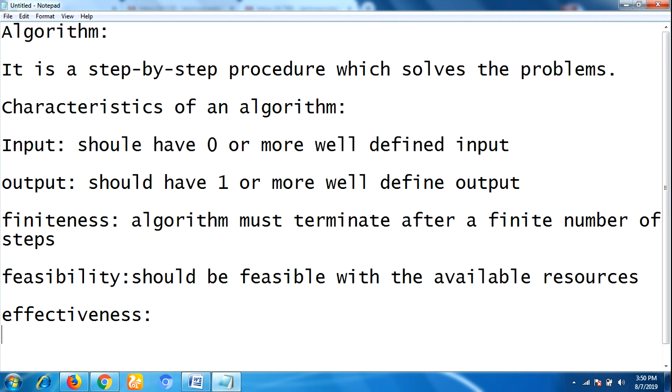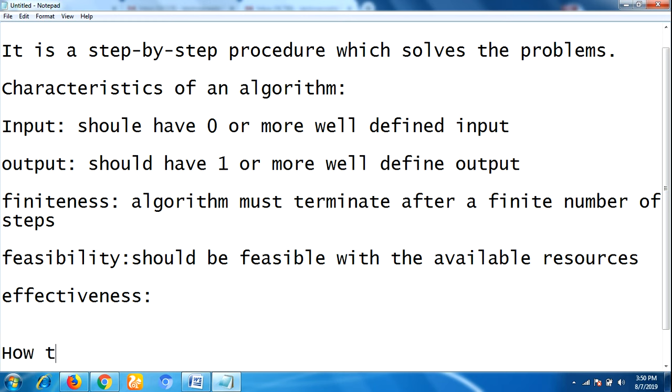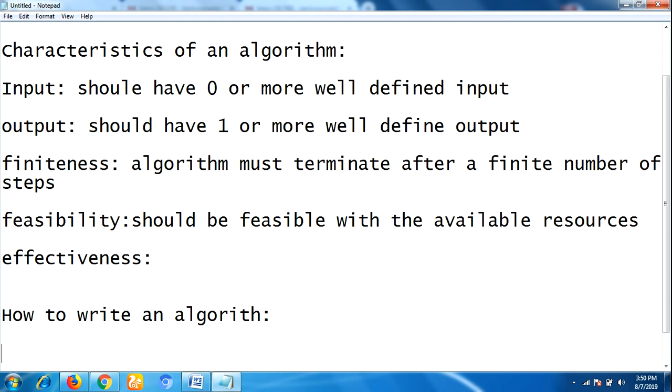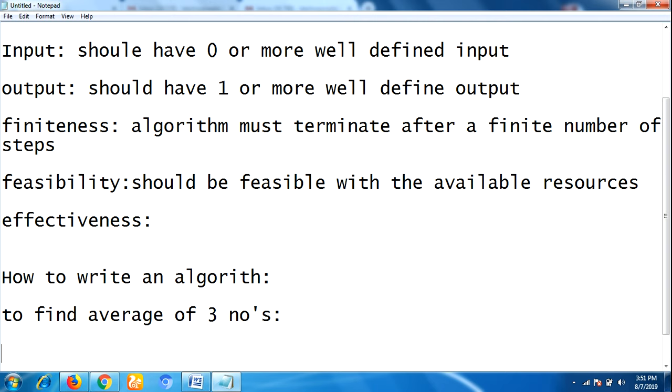Let us see one example of how to write an algorithm. I'm going to write an algorithm to find the average of three numbers. For any algorithm, you need to write a step-by-step procedure. This is my task: to find the average of three numbers. We need to solve this problem by using an algorithm.